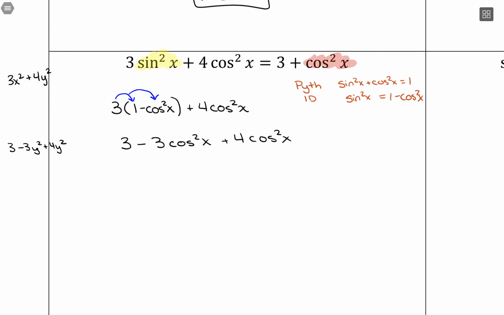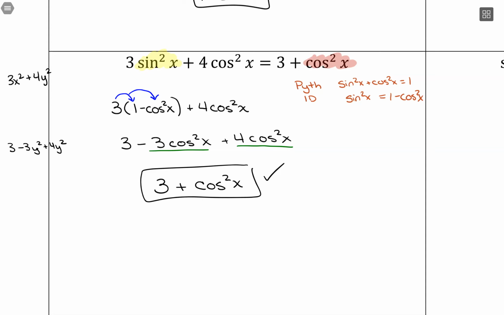So now we have these like terms that we can combine with each other, and it'll come down to 4 minus 3, which is a positive 1. So we'll have 3 plus 1 cosine squared. And that's where we wanted to end up. It's all good to go.